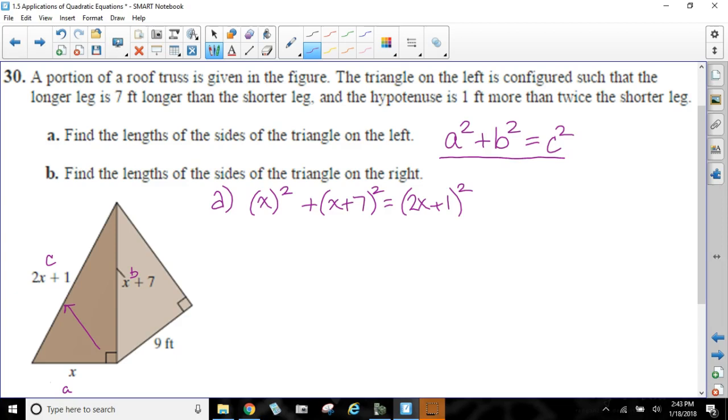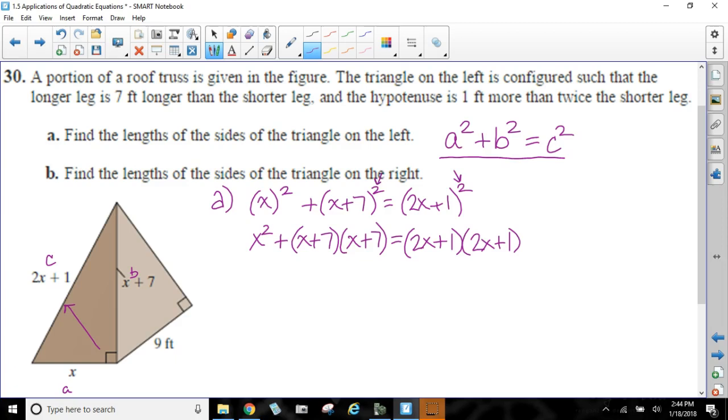Now it's a matter of simplifying this. And so when we square the x, that's just simply x squared. Here for the quantity x plus 7 squared, we're going to need to expand that out and FOIL. You can't just square the x and square the 7. That's not going to end up being x squared plus 49. That will mess up, okay? Same thing on the right-hand side. We're going to expand the 2x plus 1 and FOIL.